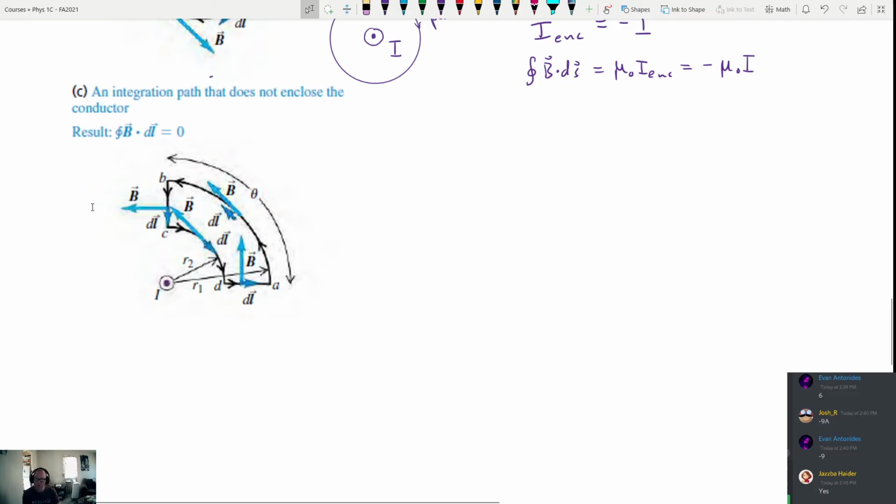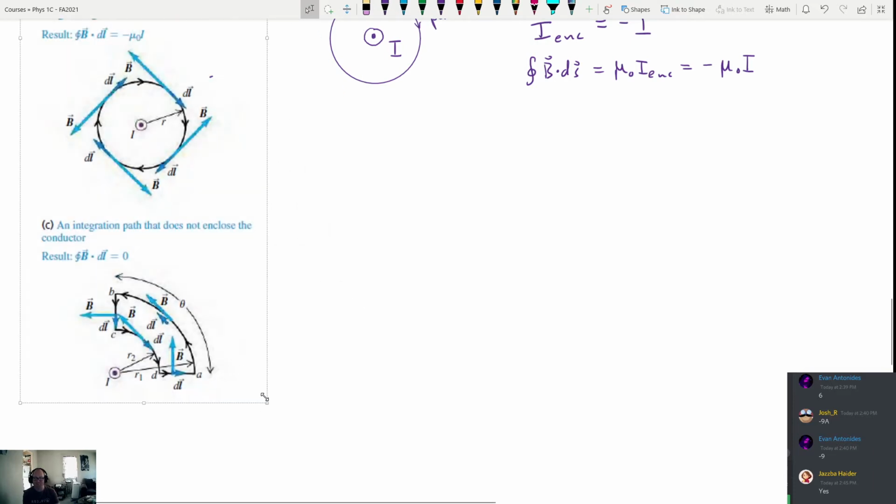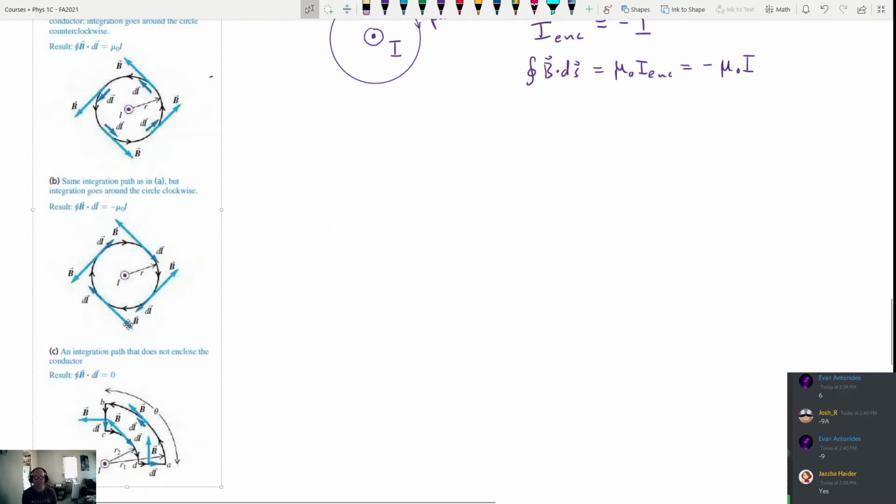All right, so, the other thing that happens here is that the size of B here is smaller than the size of B on the inner ring here, but the path length is longer, A to B, than from C to D, so that's how you get the exact cancellation going on here. Okay, now I'll just write down what I said earlier, which is that we are going to use Ampere's law to solve for B.